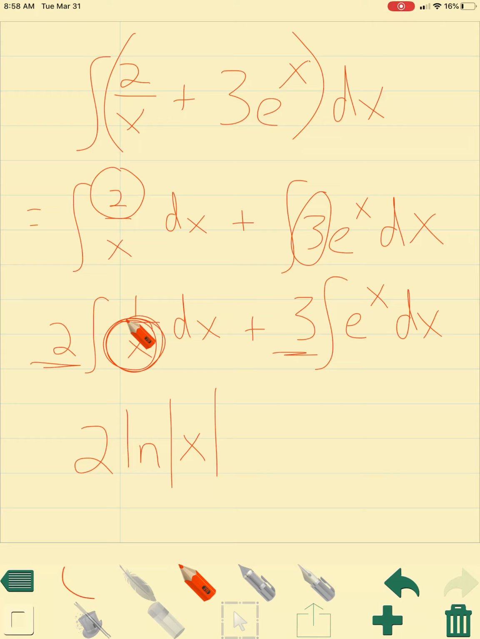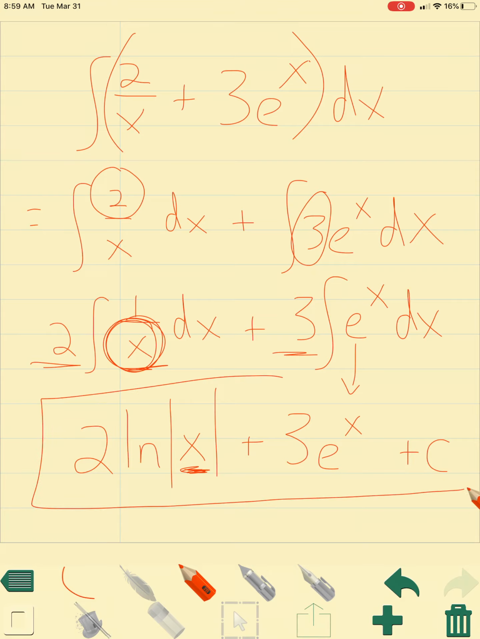plug in anything for x here, positive or negative, so we have to be able to plug in anything for x here, positive or negative. You can't plug in 0 here, well you can't plug in 0 here as well too, so that kind of works. Plus 3 times the antiderivative of e to the x, well that's just e to the x, and then plus c. You don't need a plus c for both of them, you just need one plus c at the end, and this would be your antiderivative.